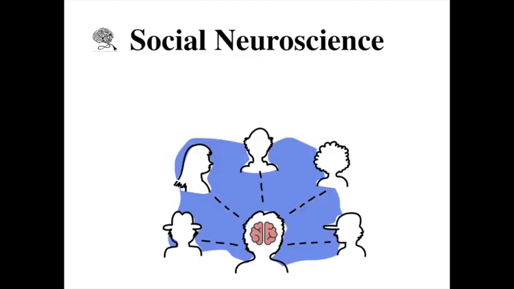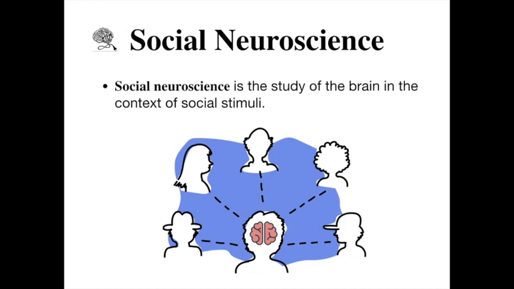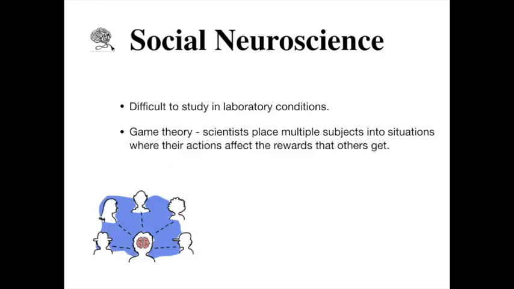And social neuroscience is the study of the brain in the context of social stimuli. Social neuroscience has been proved to be very difficult to study in laboratory conditions. One methodology for studying social thinking is game theory. Scientists can place multiple subjects into situations where their actions affect the rewards that others get. This means that subjects are forced to think about the mental actions of others in order to maximize their own reward.